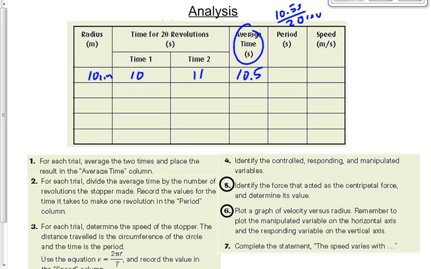And then my speed would be equal to 2 pi r, 2 times pi times 0.1 meters over here, divided by the period. The period that I just found, 10.5 seconds divided by 20 revolutions. So now you've got one trial completed. Radius, time for 20 revolutions, time for 20 revolutions again, the average for 20 revolutions, then the period, which is the time that you got divided by 20, and then the speed, 2 pi r over t. Repeat that 5 times.